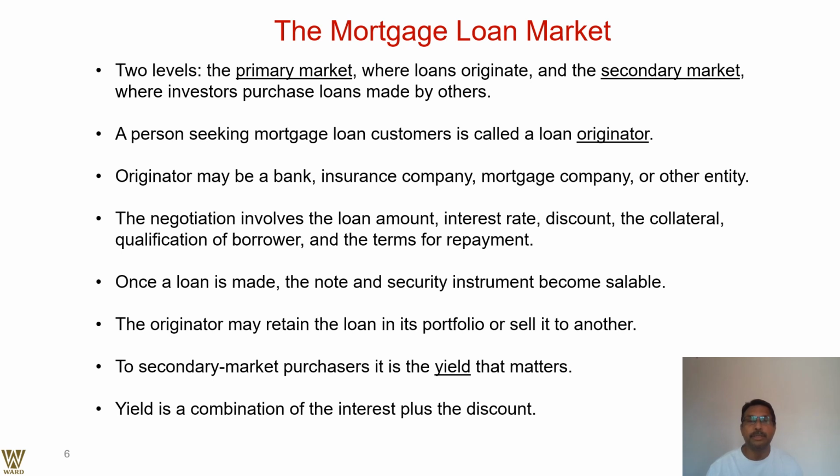The mortgage loan market has two levels: the primary market, where the loan originates, and the secondary market, where the investor purchases a loan made by others. A person seeking a mortgage loan is the customer, and the one making the loan is called the loan originator. The originator may be a bank, insurance company, mortgage company, or any other entity. The negotiation involves the loan amount, the interest rate, the discount, the collateral, qualification of the borrowers, and the terms of payment. Once a loan is made, the note and the security instruments become much more stable.